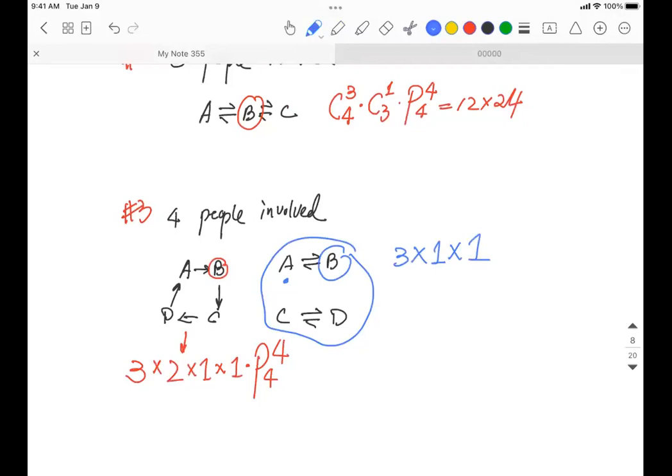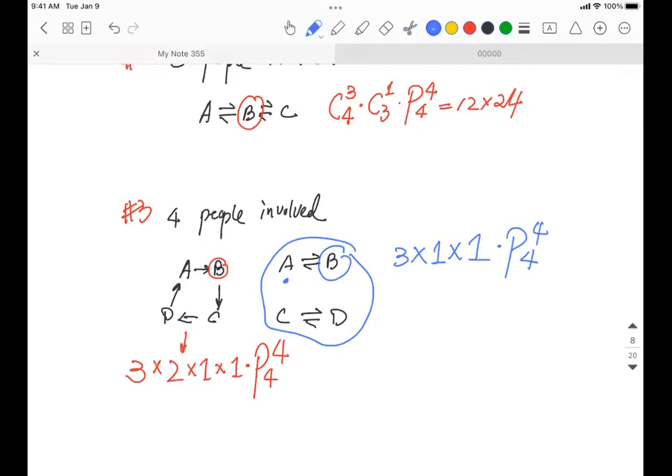As long as C and D are both chosen, A wins B, A loses B. C wins D, C loses D. I don't really care. You do whatever you like. So in total, you have P44 different combinations.